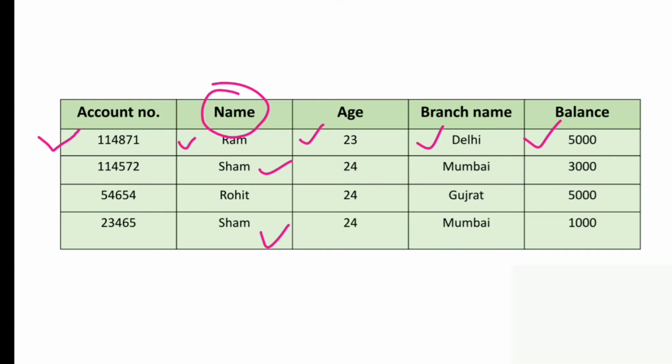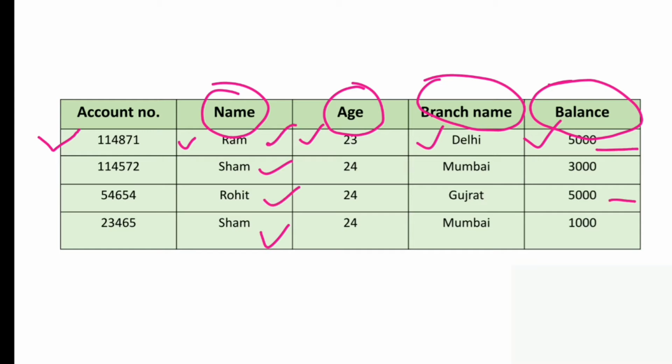Now let's take the age column, right? Then again, there can be two people of the same age. Neither can we use the branch name, because there can be multiple people in one branch, and we also cannot use the balance column, because two people can also have the same balance. Like here you can see Ram and Rohit have the same amount of balance, that is 5,000 rupees.